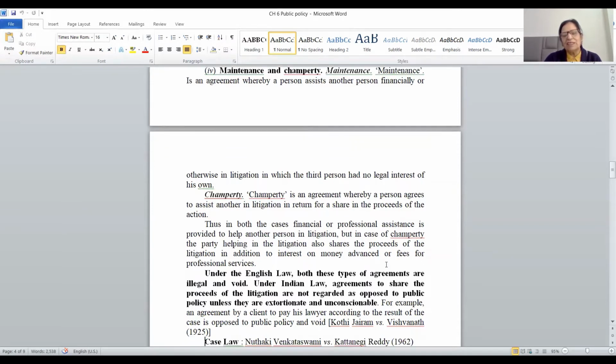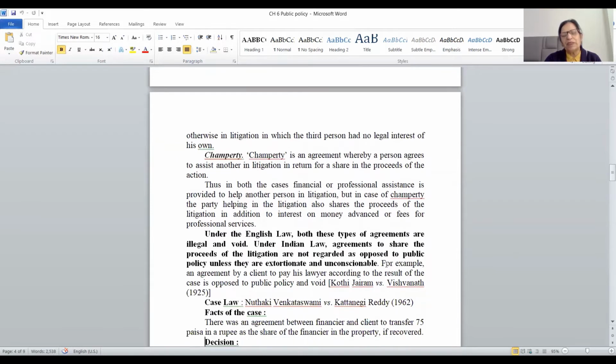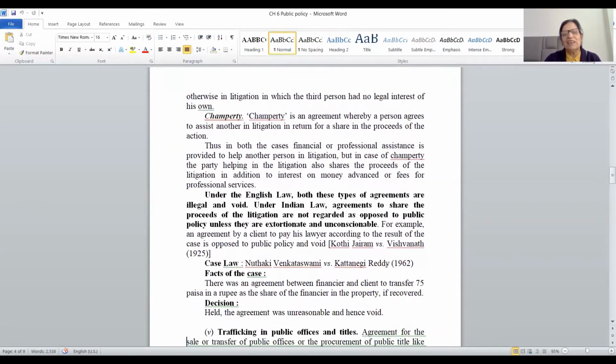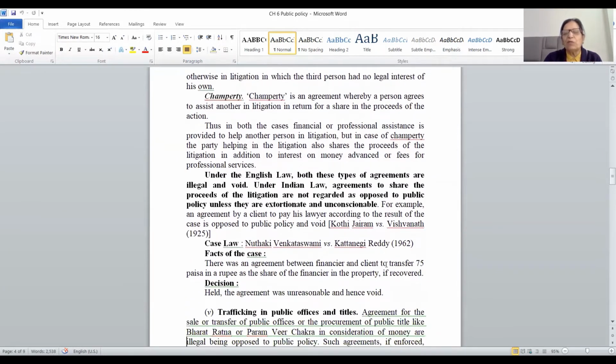So now the question arises, what is the status of these two in English law as well as in Indian law? Under English law, both these agreements are illegal and void. Friends, you all understand what is illegal and what is void, because illegal and void cannot be used interchangeably. Under Indian law, agreements to share the proceeds of the litigation are not regarded as opposed to public policy unless they are exorbitant and unconscionable.